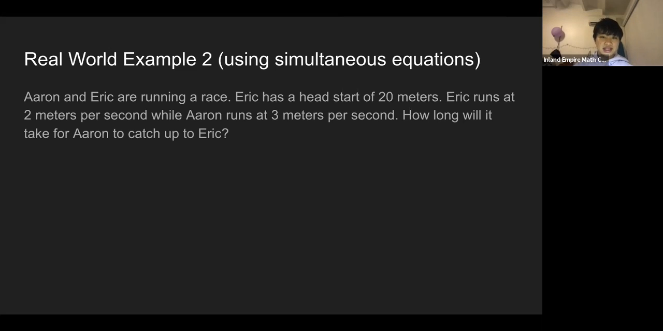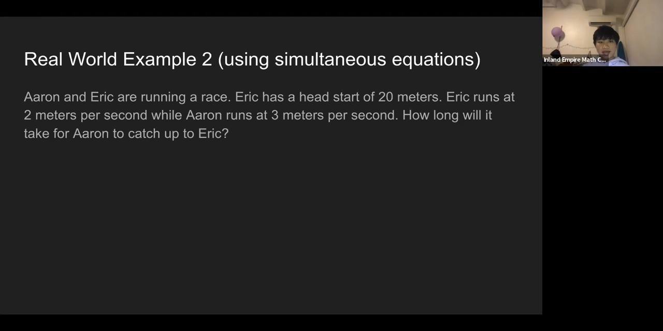With this kind of thing, we can't represent Aaron and Eric with just one equation. What we're going to do is instead find an equation for Aaron and find an equation for Eric. The easiest way to start is to assume that Aaron starts at y equals 0, since that's the beginning when he hasn't run any distance at all yet. And Eric starts at 20 meters.